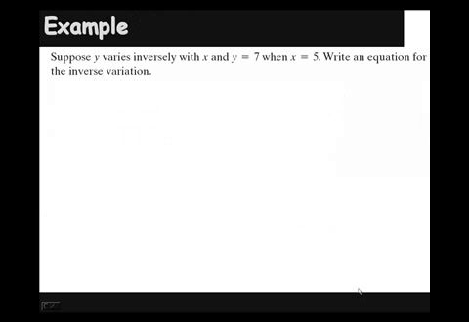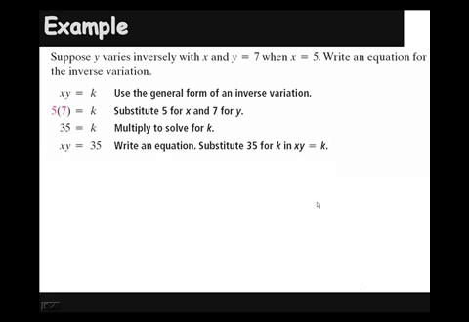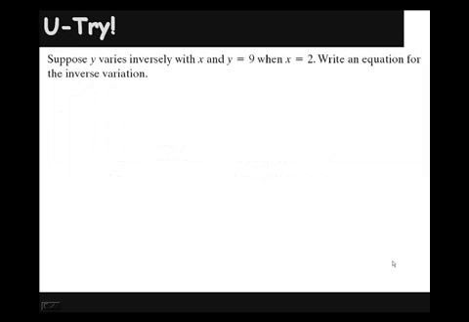Suppose y varies inversely with x and y is 7 when x is 5. We need to write an equation for the inverse variation. Well, if it varies inversely, then we know that x times y equals k. If x is 5 and y is 7, then x times y is 35. So if we follow that logic, we get xy equals 35. Or, if we choose to write it in the other form, y equals 35 divided by x. We get that just by dividing both sides by x, putting it under the 35.